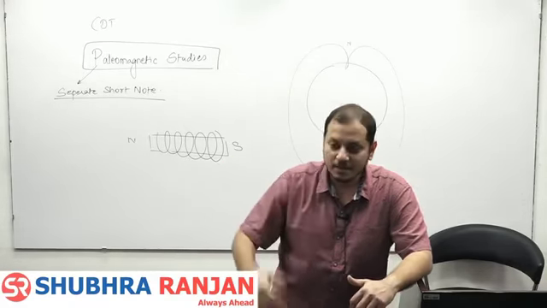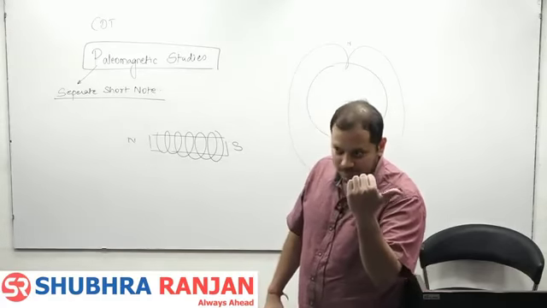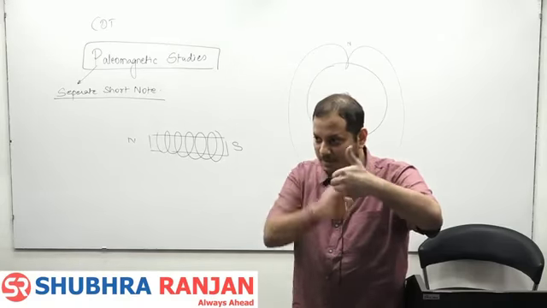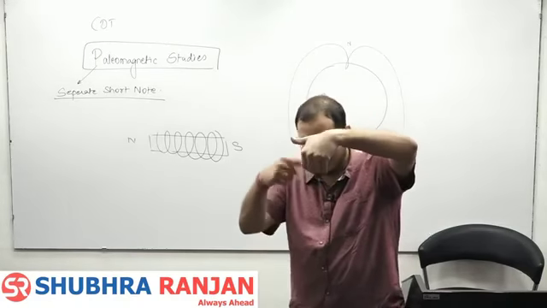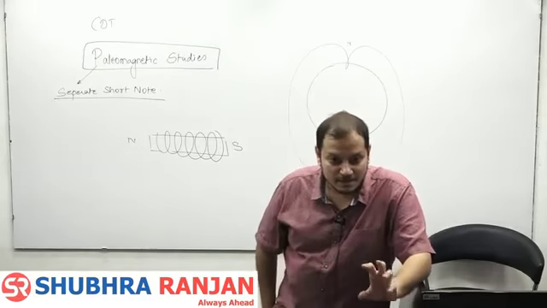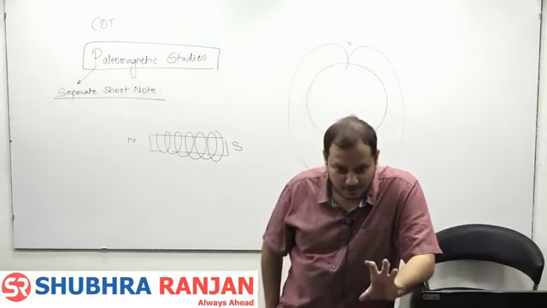Fleming's. If this is the direction of the flow of electric current, this is the magnetic field. So always the magnetic field is in the left hand side to the direction of the flow of electric current.